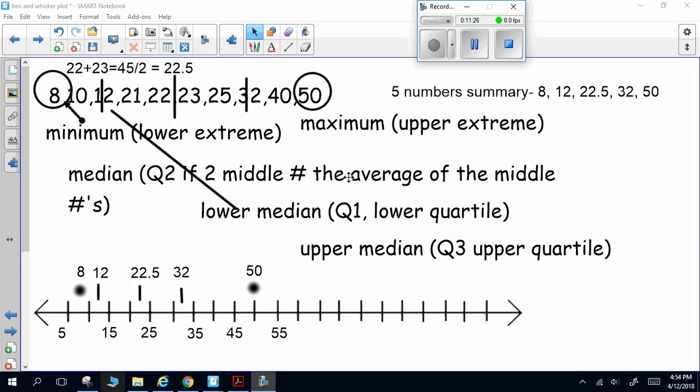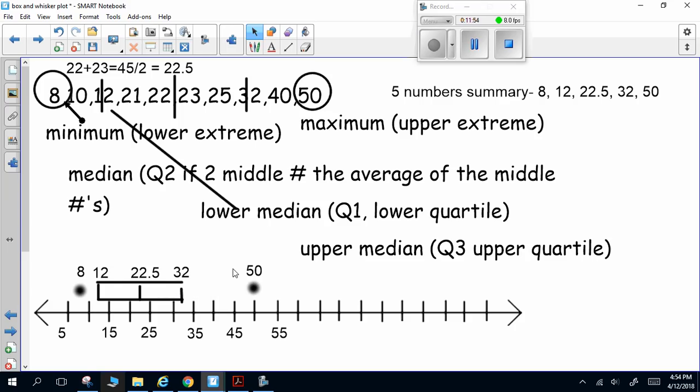So I'm going to look at my box and whisker plot. So now I've got my 8, I've got my 12, I've got my 22 and a half, I've got my 32, and I've got my 50. That's my 5-number summary. So the name of this is called a box and whisker plot. The reason it's called a box and whisker plot is because you connect the medians using a horizontal line, and that creates a box. And mine's a little wonky, but you get the idea.